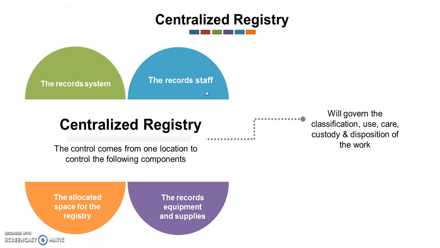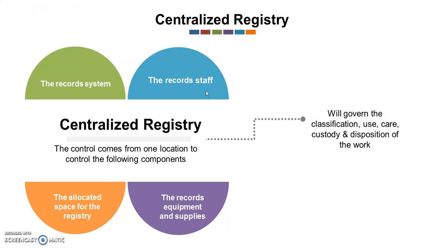And definitely, by having a centralized registry, it will govern the classifications of the record, how to use the record, and the care that it takes in order to ensure the physical condition of that record. Not only that, they also will have specific instructions or procedures on custody. Custody means the ownership of the record itself, and lastly the disposition of the work.